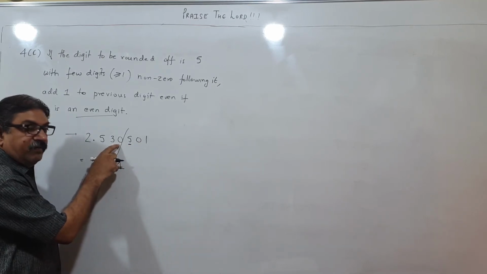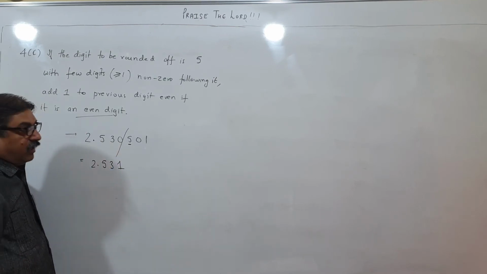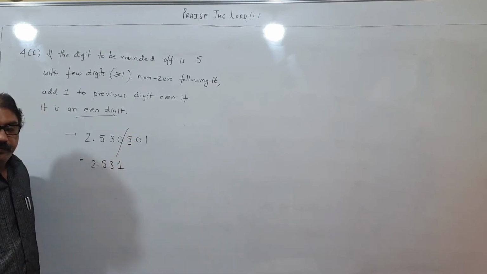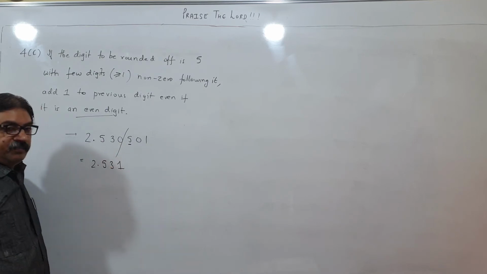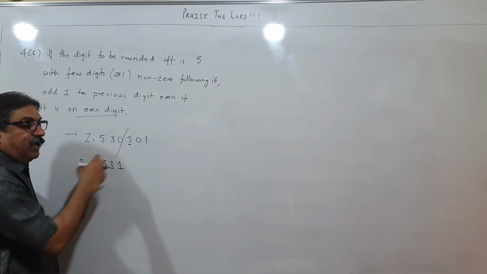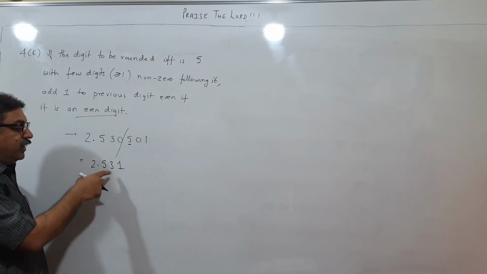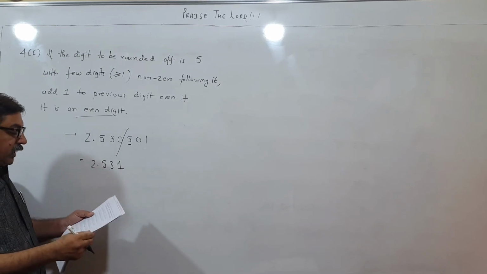So even if the previous digit is even, we will add 1 to it, and we will round off all 3 at one go. Now we will not go one by one. So whenever there is 5 in the digits to be rounded off, be very careful and do it like this. We will take up one more example.